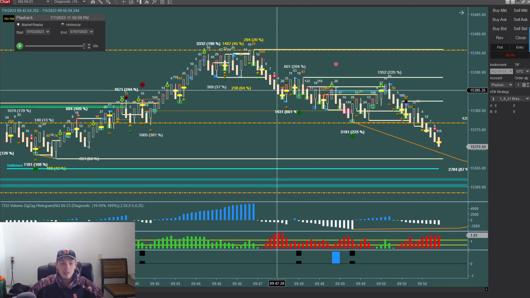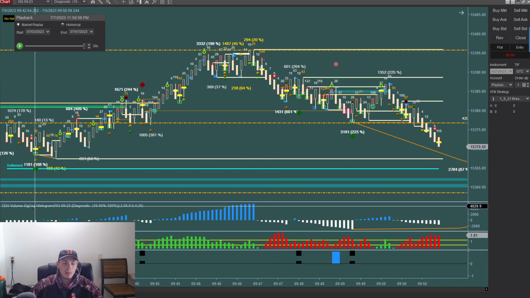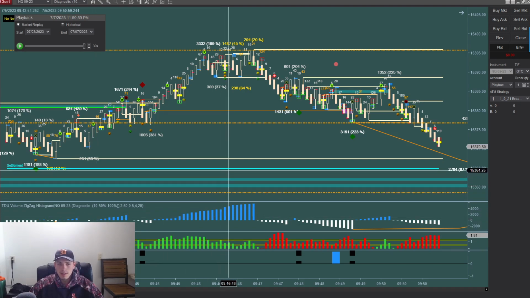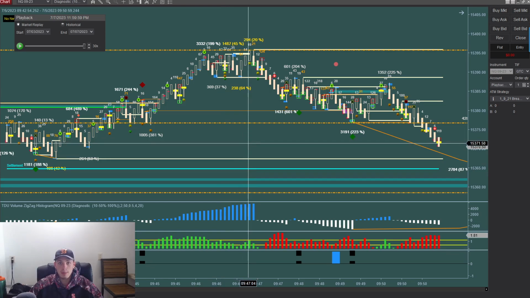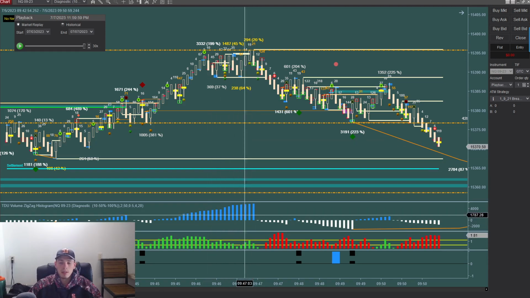Today we have an interesting one. We are going to be using the TDU volume zigzag histogram. Someone pointed this out to me the other day, so I thought I'd look at it a little bit. And we're going to be combining them with OD sniper trades. The rules we're going to be using for this is showing volume basically, and we're going to be looking for divergence.